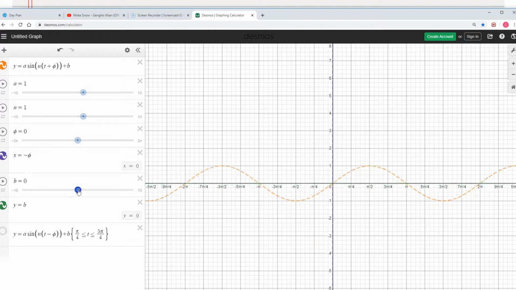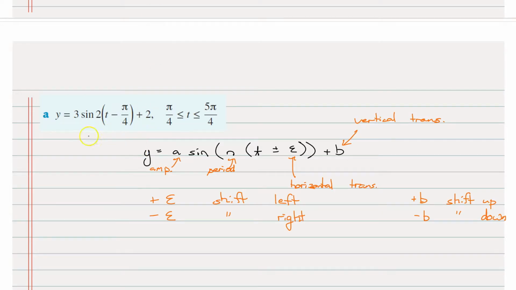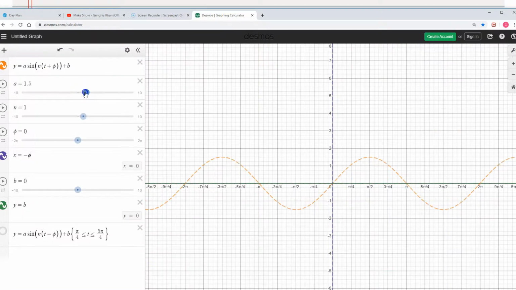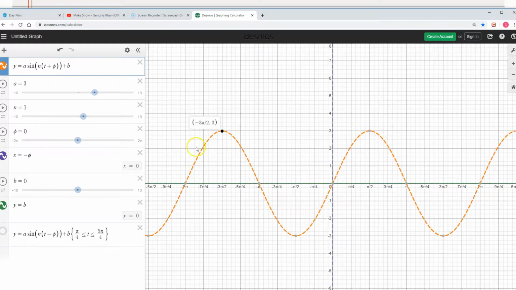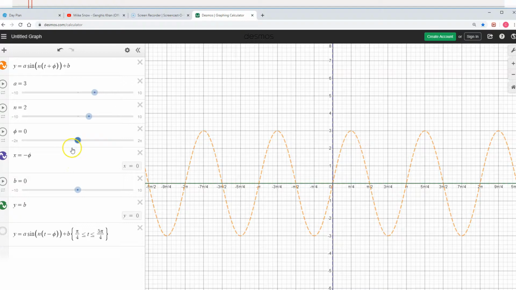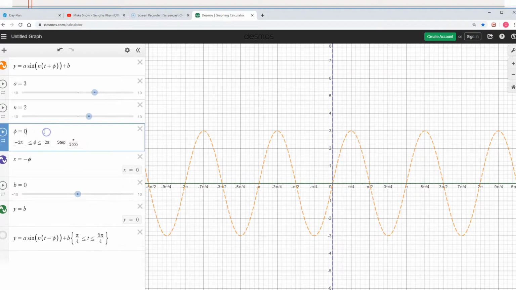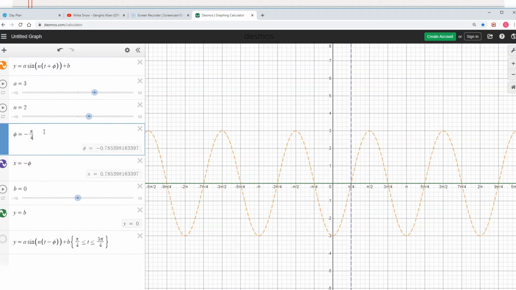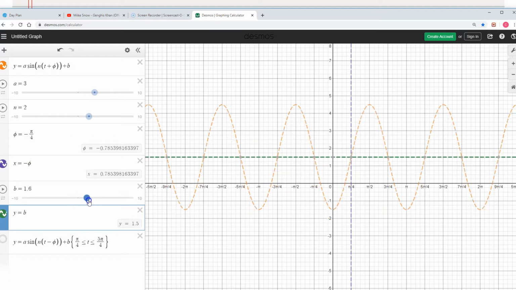So if we go to graph the function in our original example here, 3 sine (2 t minus pi on 4) plus 2, we've got an amplitude of 3, so notice we're dilating it up. The top is going to have a maximum of 3, and the bottom is going to have negative 3. Now we had a period dilation of 2. Then we had a horizontal shift of negative pi over 4. And then finally we had a vertical translation of b equals 2.